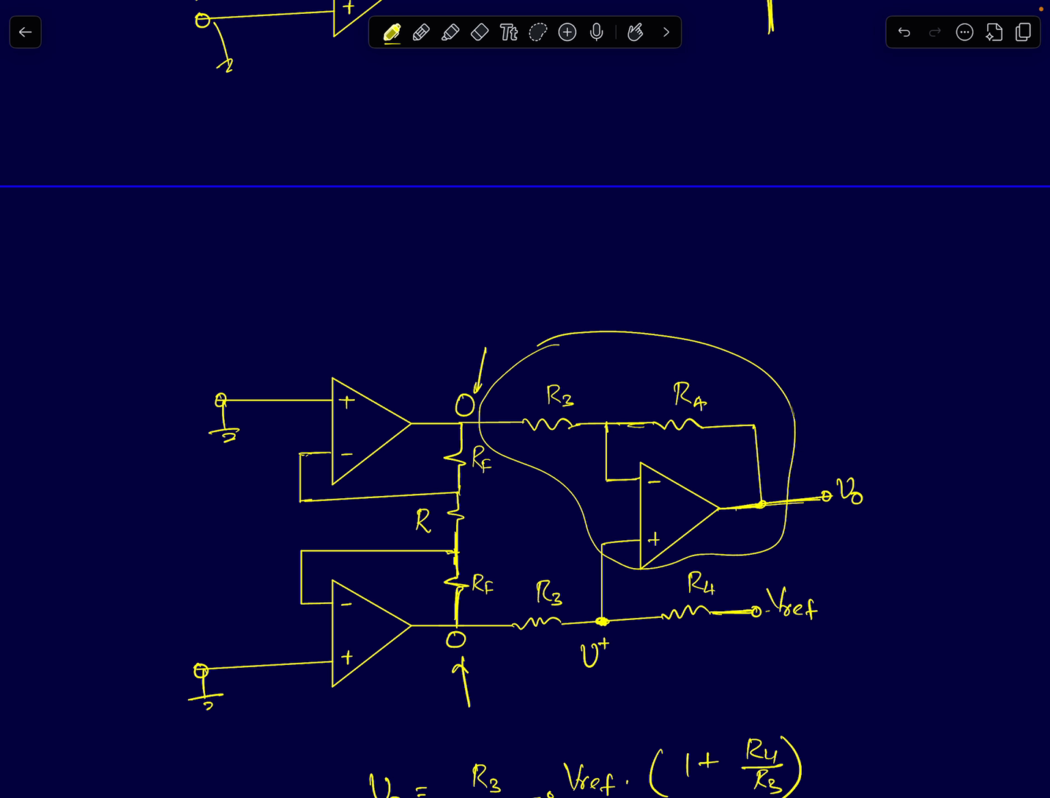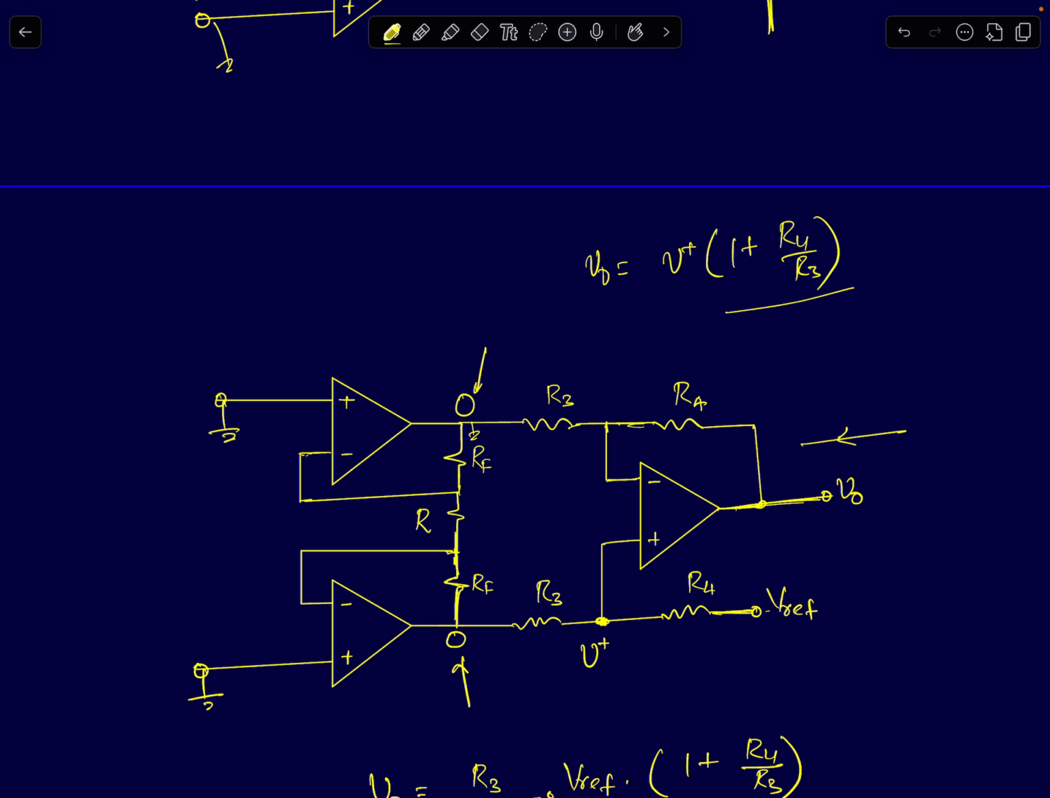Okay, so all I need to do is find out V plus. Once I know V plus, the gain from V plus to the output, your output voltage is given by V plus times 1 plus R4 by R3. See, this node is at ground, so I can treat this part like an op-amp based non-inverting amplifier, whose gain is 1 plus R4 by R3.